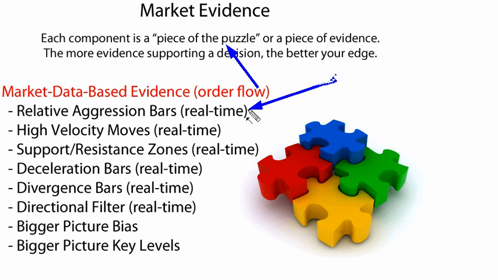We look at some real-time aggression bars, and I'm going to show that in a second, some high velocity moves, support resistance zones, and so forth, as well as big picture levels. And the more of those that come together, the better opportunity that you have.